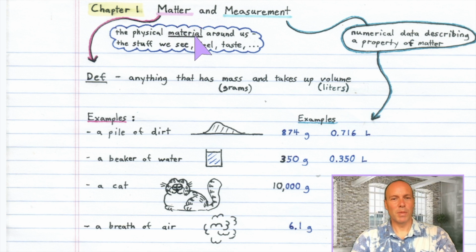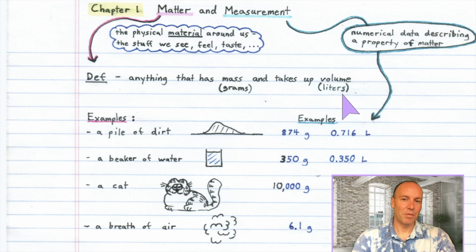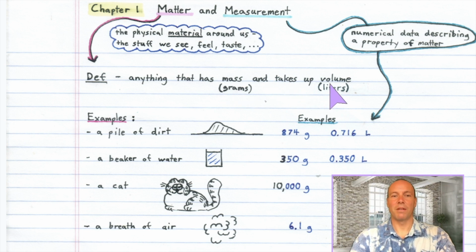Matter, this is the physical material around us. All of the stuff that we see, feel, taste, etc. Matter is defined as anything that has mass. You can weigh it. You can weigh how many grams it is, and it takes up a certain amount of volume. You can figure out how many liters of space that it occupies. So matter is anything with these two properties. It can be weighed, and it takes up a certain amount of space. A measurement, this is simply a numerical piece of data which describes matter.